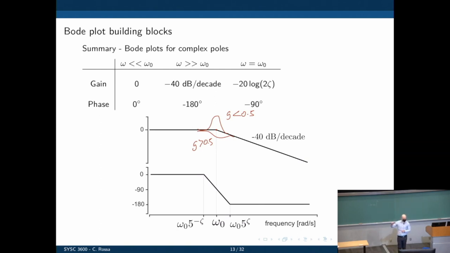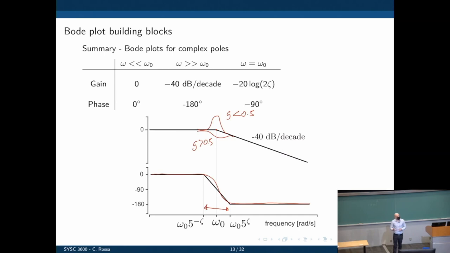The phase goes from 0 to negative 180 degrees. This is, of course, an approximation here because it's more like a smooth function. And the window size here, this transition, is a function of zeta. The smaller zeta, the sharper that transition is, the greater zeta, the smoother that transition is.